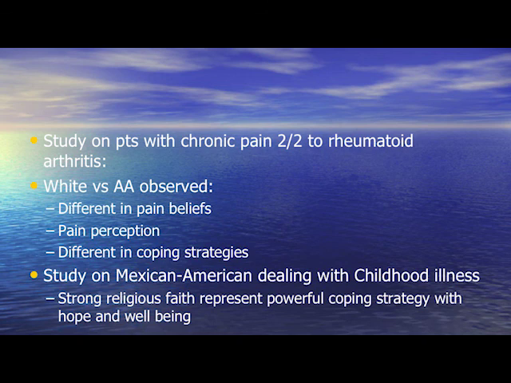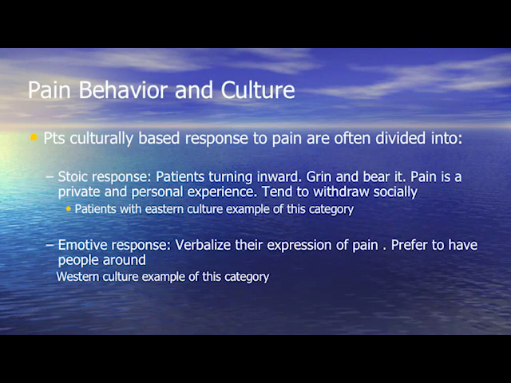with them. Another study in chronic pain, rheumatoid arthritis, showed that between white and African American patients there was a difference in pain beliefs, pain perception, and pain coping strategy. And a study on Mexican Americans dealing with childhood illness found that stronger religious faith represents a very powerful coping strategy to treat the pain. So religion can affect response to pain, and let's go to culture as well.